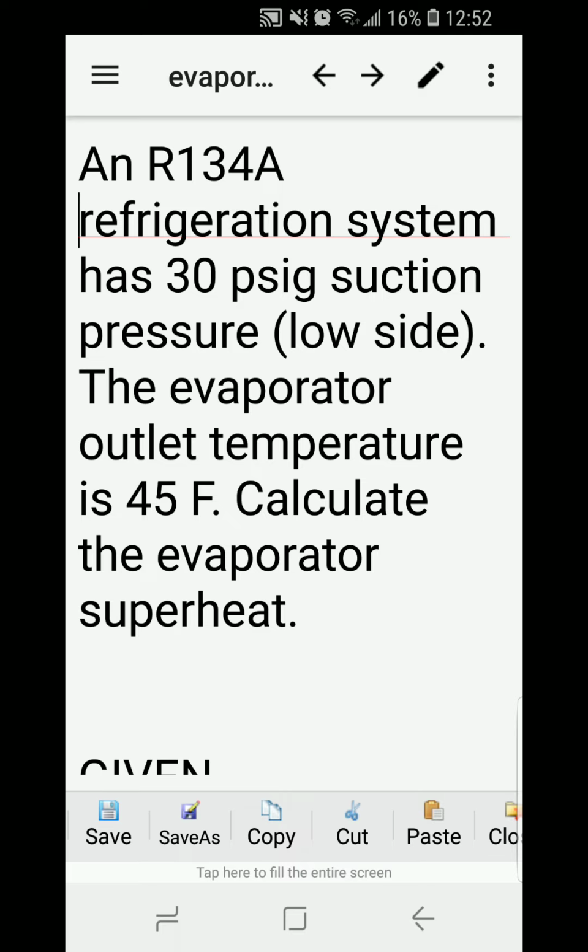An R134A refrigeration system has 30 psig suction pressure, low side. The evaporator outlet temperature is 45 Fahrenheit. Calculate the evaporator superheat.